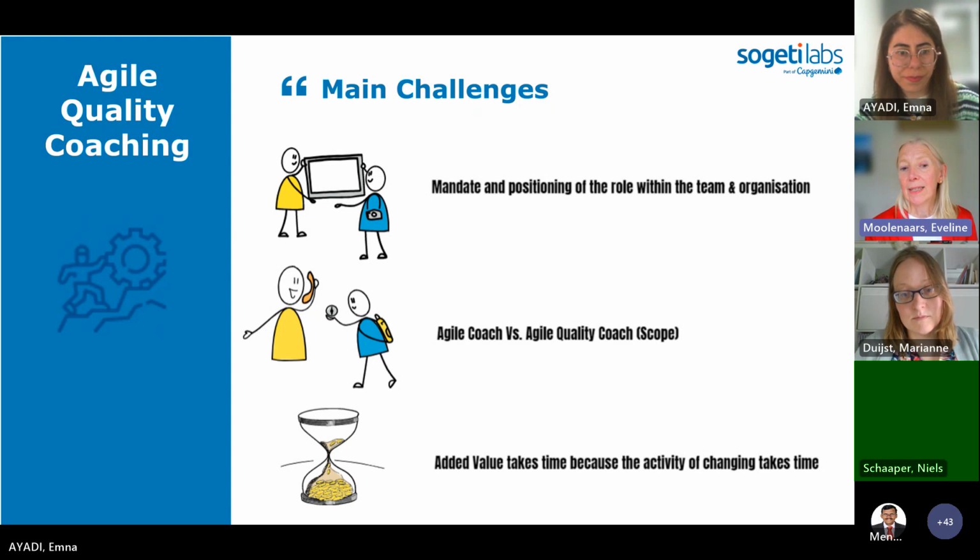And last but not least, it takes time. Added value takes time, because the activity of changing takes time. These things don't go overnight.